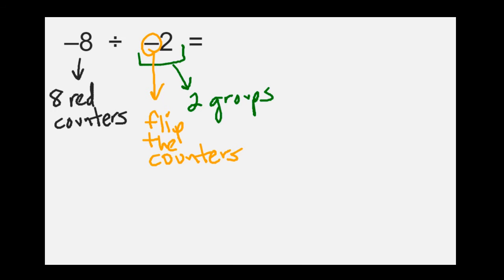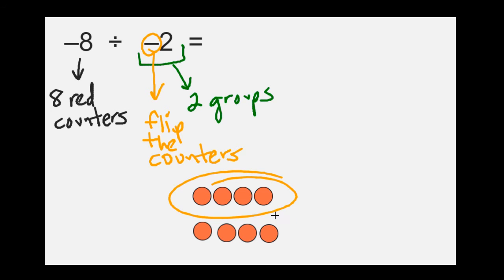So we need to get 8 negative counters here. So 5, 6, 7, I think I hit 8 there. Let's double check count. 1, 2, 3, 4, 5, 6, 7, 8. Let's go ahead and make our 2 groups here. So I'm just going to rearrange my counters. So now what we're doing, let's go and circle our groups. So I have 2 groups of -4.